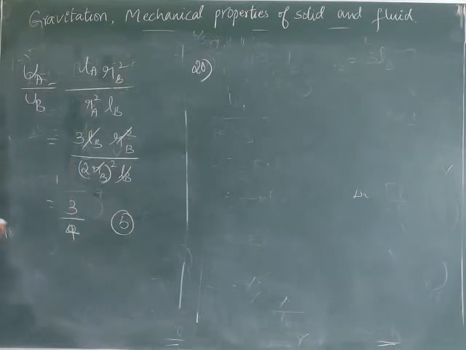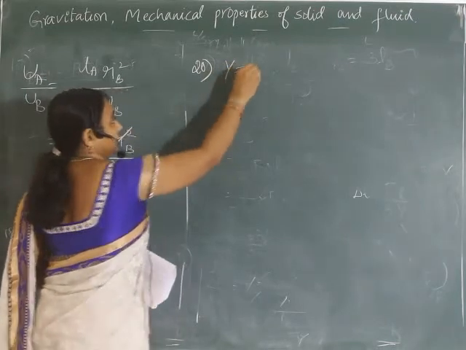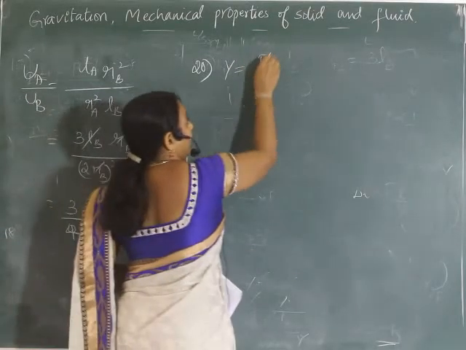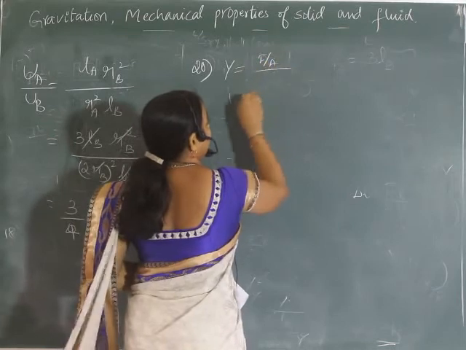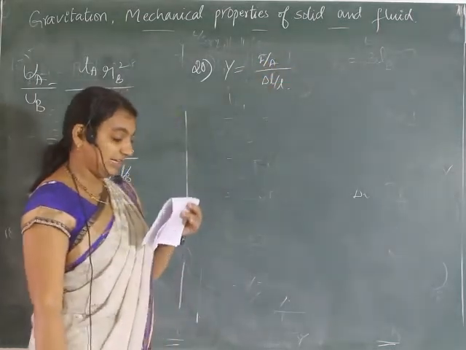20th question. How can we solve this? The Young's modulus of the material of the wire is equal to stress by strain. What is it? Young's modulus is nothing but F by A divided by delta L by L. Correct? That is nothing but stress by strain.